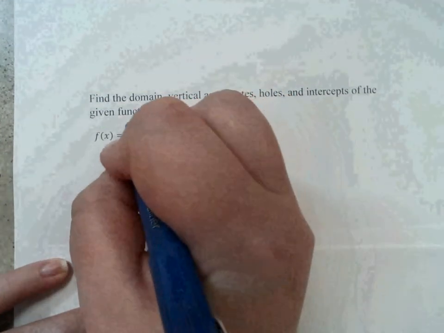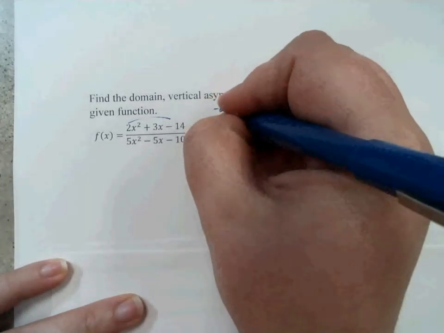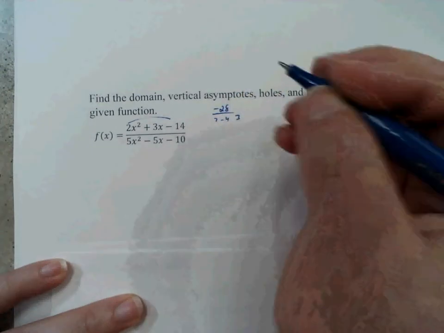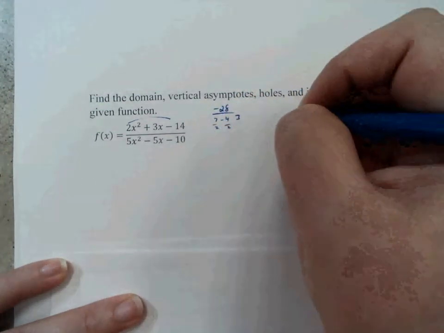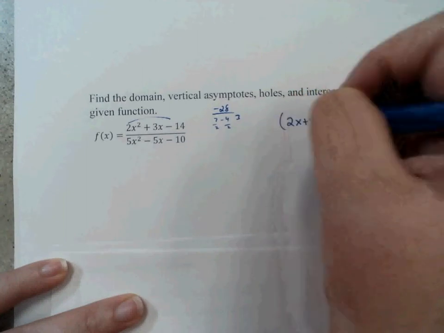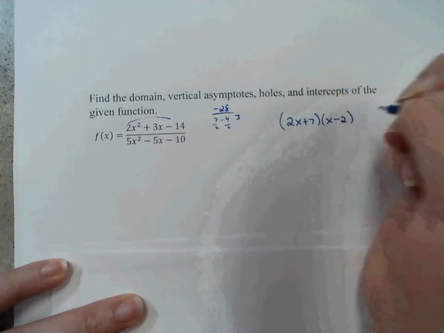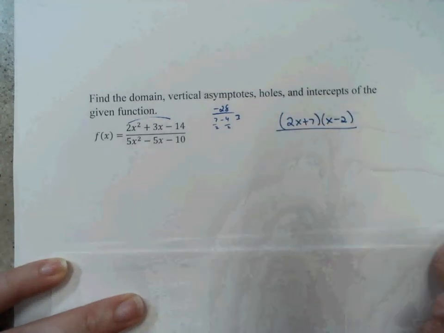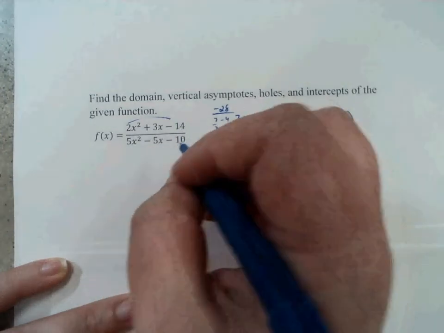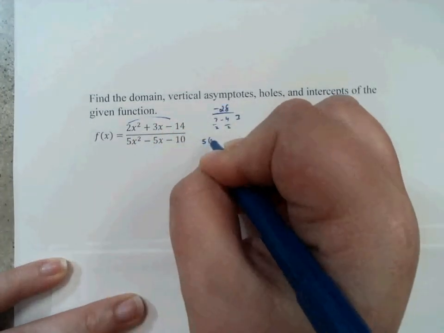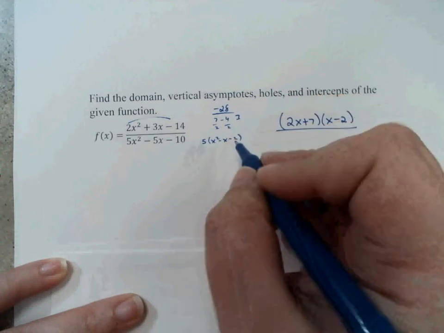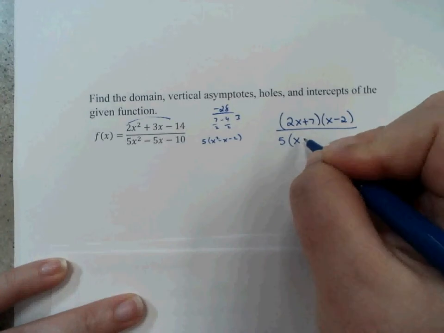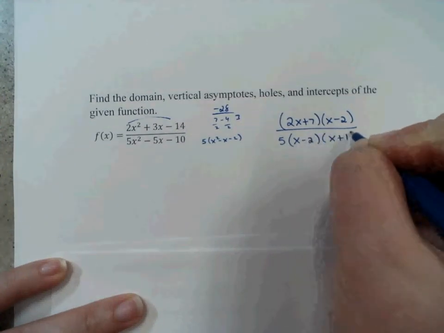The numerator doesn't have any common factors, so I'm going to go ahead and say, what are the factors of negative 28 that add up to positive 3? And so 7 and negative 4, divide by 2. Yeah? So 2x plus 7 and x minus 2. 2x squared minus 4x plus 7x minus 14. Good. The denominator I can factor out a 5, and I would be left with x squared minus x minus 2. And the factors of negative 2 that add up to negative 1 are negative 2 and positive 1.